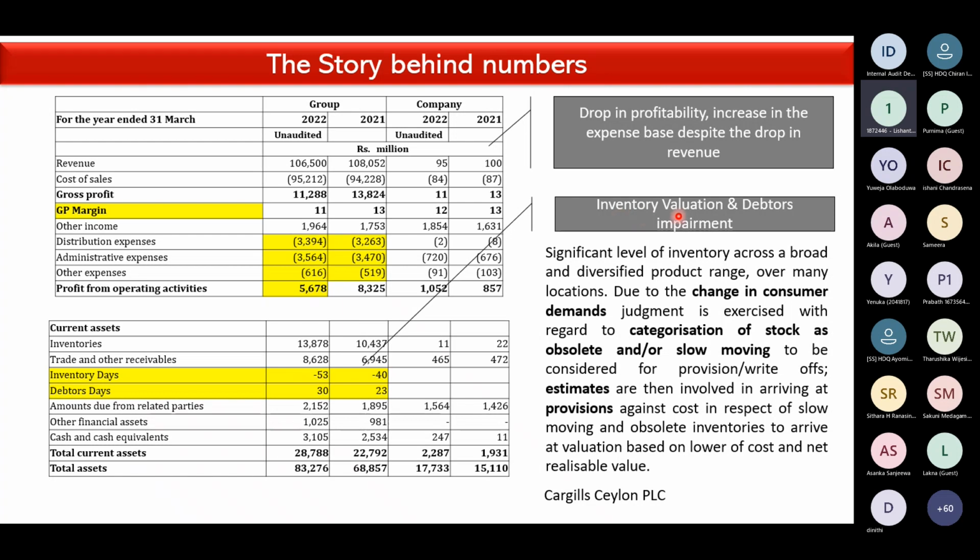This is basically how inventory is valued at cost or NRV, whichever is lower. But then to establish that NRV, you need to really deep dive into business complexity and judgment. Another hot topic, of course, with the current crisis, is debtors' impairment, and Chamath will explain to you how reporting standards should be used.